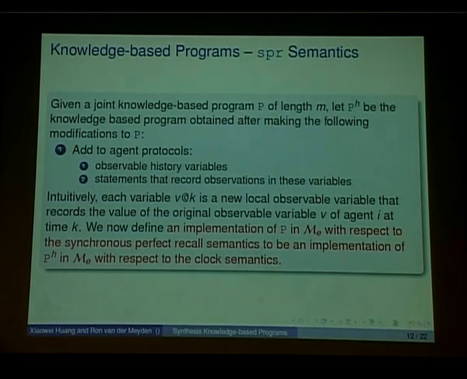The program transformation is done by adding into the agent protocol a set of observable history variables, and we need to properly update these history variables. The intuitive way to see this is that for every observable variable v, we initiate a new variable v_k, and this v_k is used to remember the observable variable v at time t. This is the program transformation.